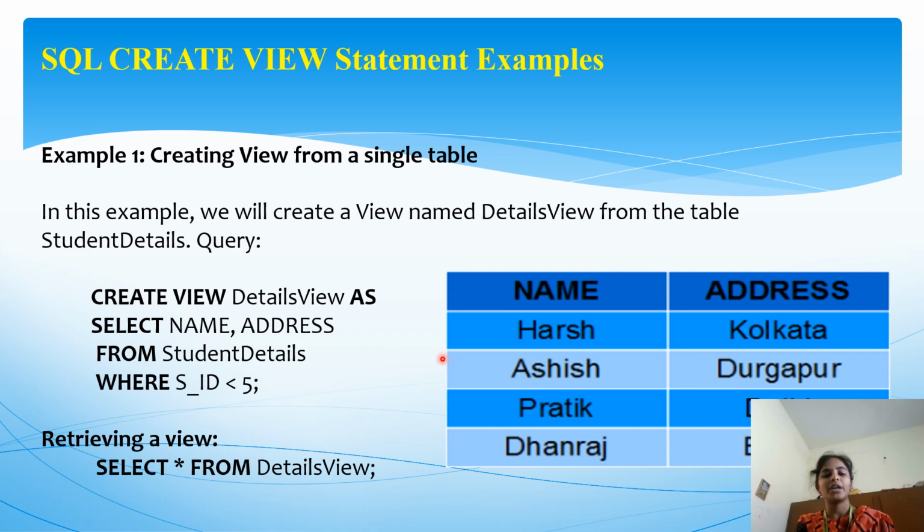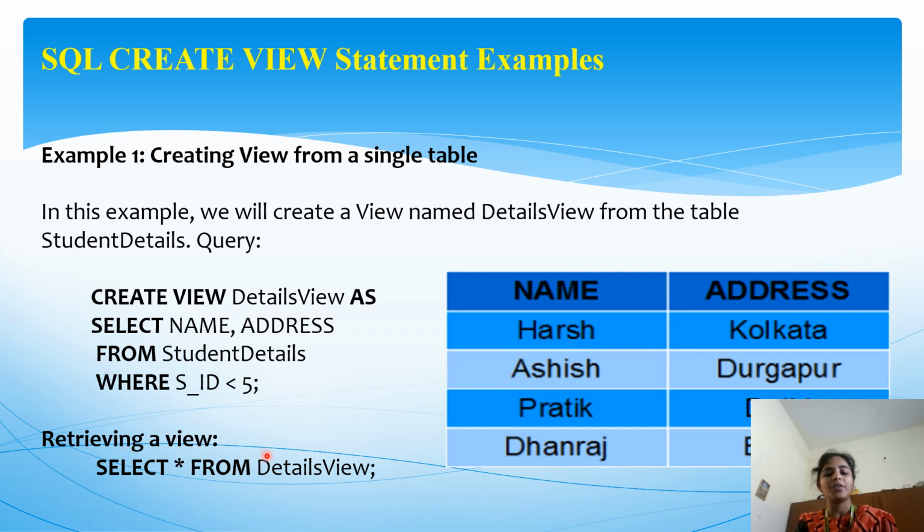Here we have to create a view which will retrieve the name and address from the student details, and here we have to give a condition: SID is less than 5. So here we have 5 rows, 1, 2, 3, 4 and 5. SID less than 5 means except 5, all the rows will be displayed. So this is the structure.